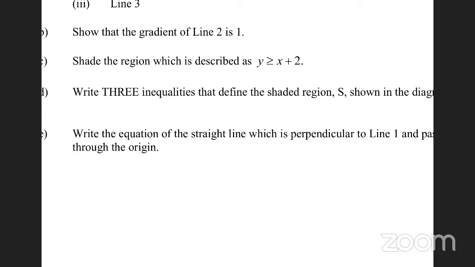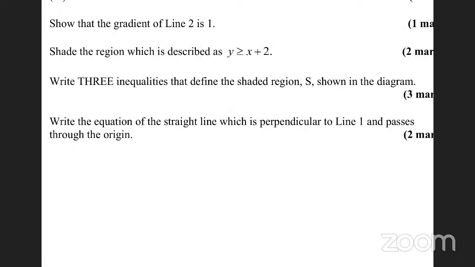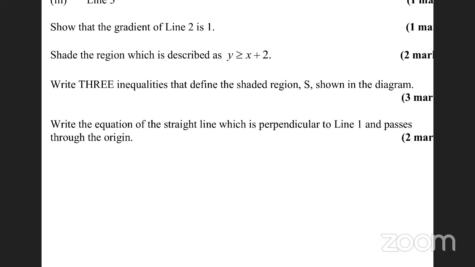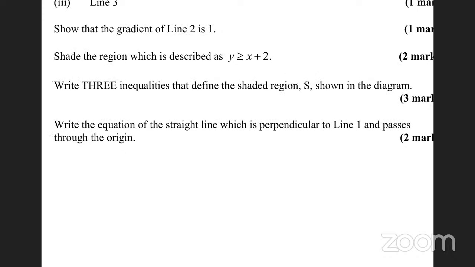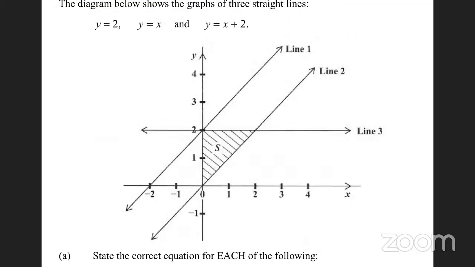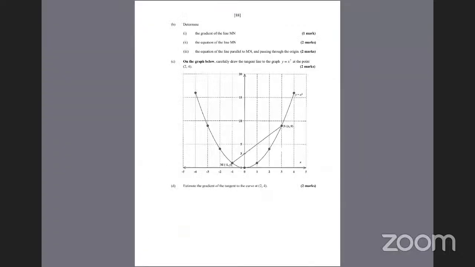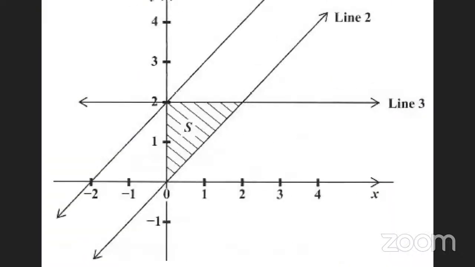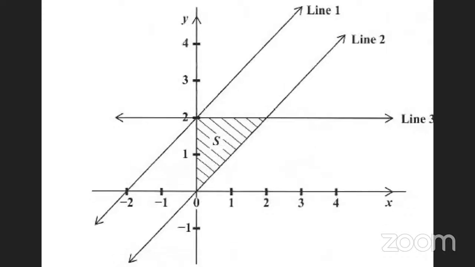Right, but look at part 3. Write the equation of the straight line which is perpendicular to line 1 and passes through the origin. So here's what they want. They want the equation passing through the origin that's perpendicular to line 1. Remember, line 1 was x plus 2.